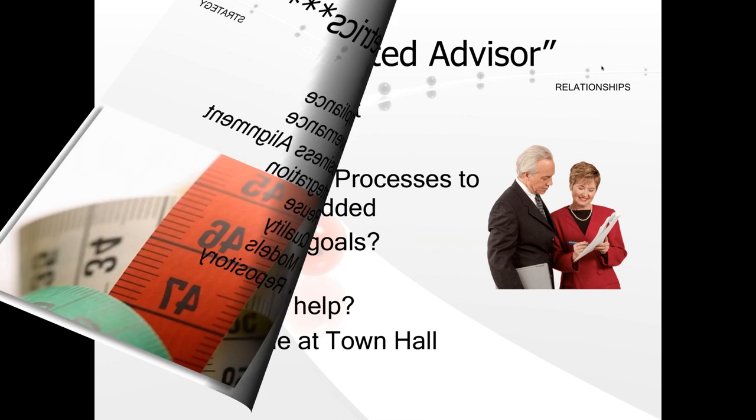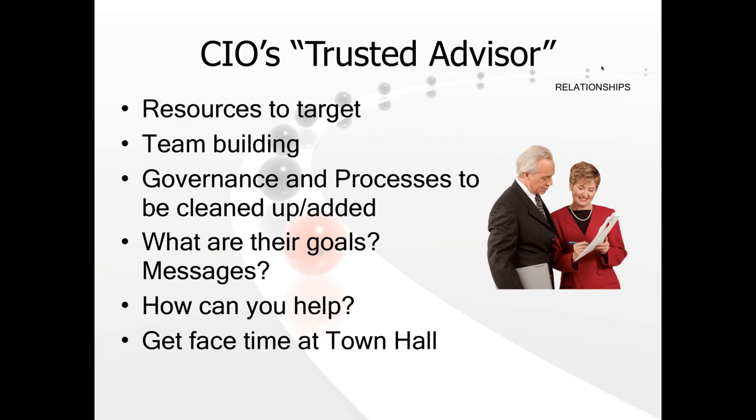Okay? So one of the other things that I really want to do is give you some tips and some quick wins with respect to relationships. And one of the biggest ones that you're going to create, if you happen to be reporting into the CIO's office, is having yourself be viewed as a trusted advisor. That is a quick win. So think about the resources that you're going to target. Think about the team building that you're going to do.